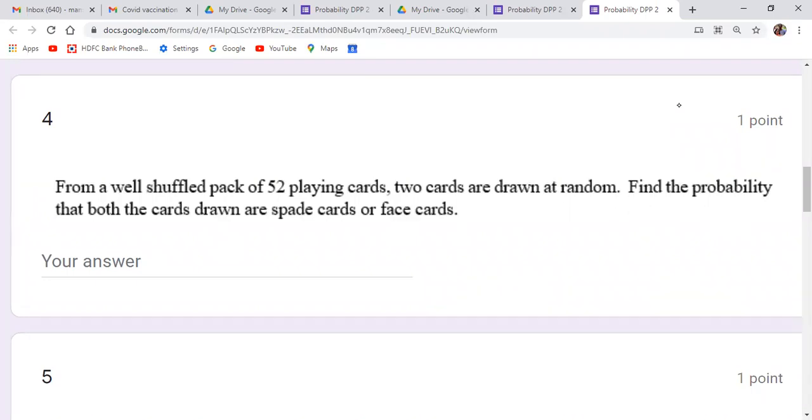Two cards are drawn from 52 cards. So n(S) should be, everybody write n(S). Two cards are drawn from 52 cards, n(S) is 52C2. I hope this part is clear to everybody. Yes, sir. 52C2 is 52 into 51 divided by 2, which is 26 into 51.